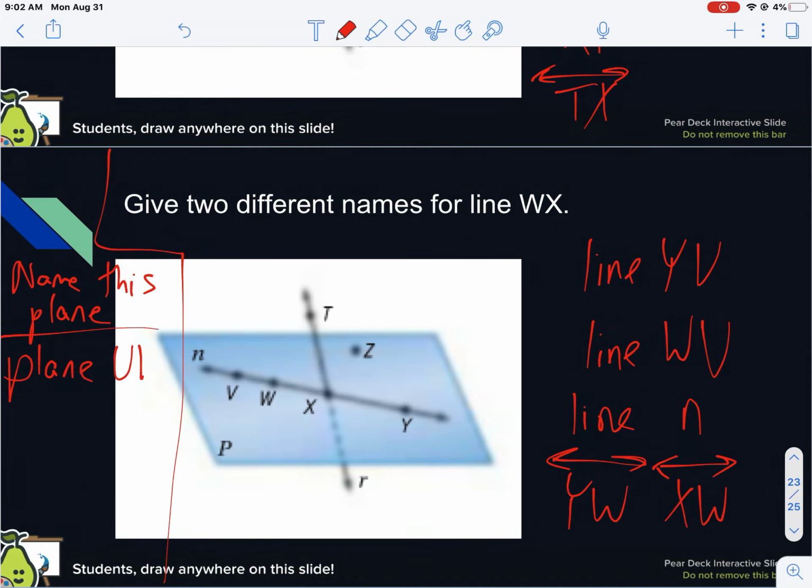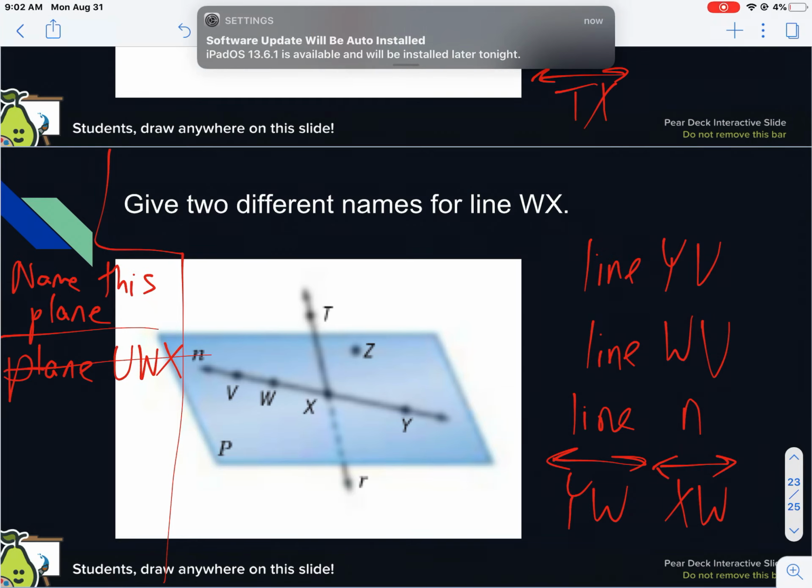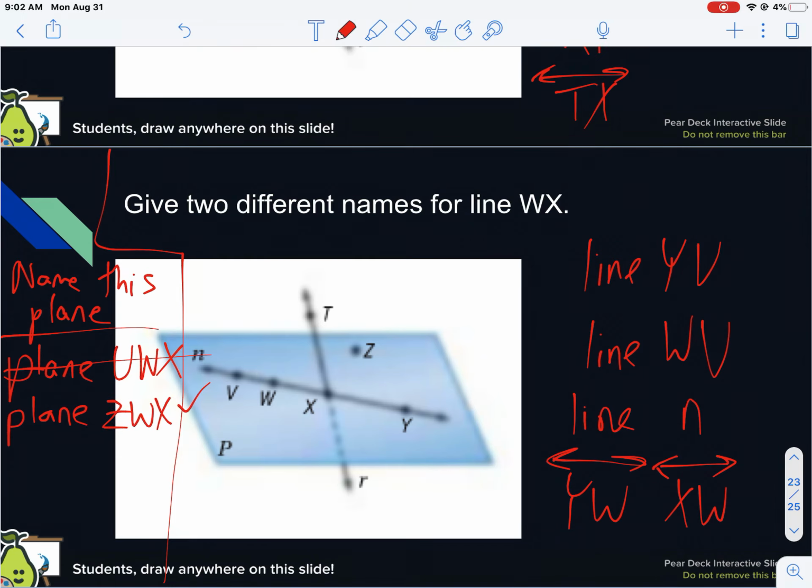So, for example, VWX, that's wrong. Cannot do that. But plane ZWX works. Plane VYZ, that works. Plane P, right? We can use this script letter. How about plane WXV? Can't use it, right? Those 3 points are on the same line.